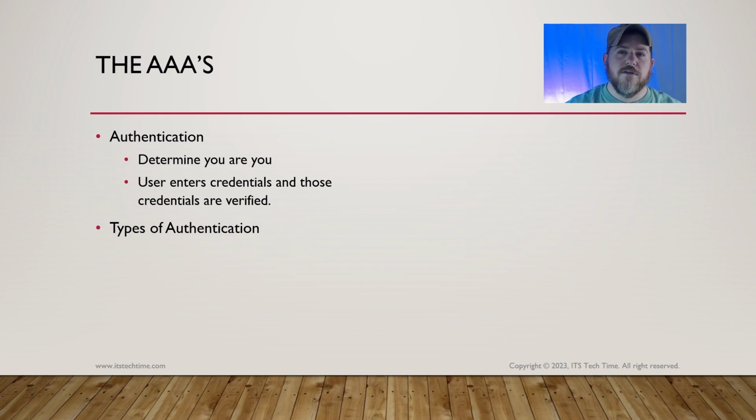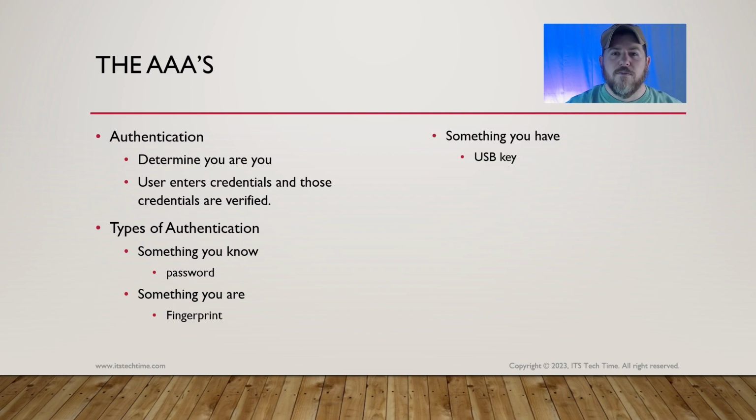There are different types of authentication. For example, something you know, which could be a password, something you are, which could be a fingerprint, something you have, which could be a USB key to the device, something you do, which could be your handwriting signature, somewhere you are could be your GPS location.